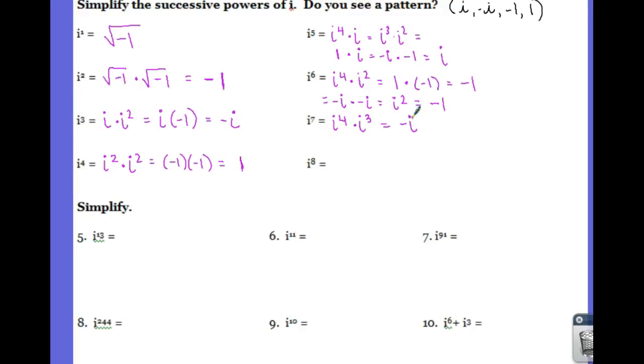Oh, we have to remember all these. You have to know the first 4. What about i to the 8th?